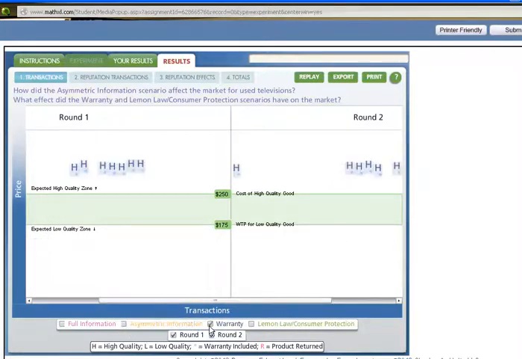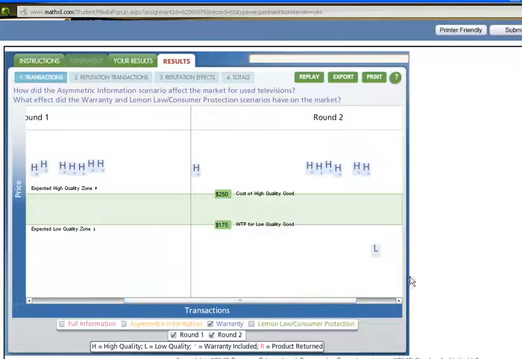So then when we go to a warranty game, where sellers are allowed to put a warranty on their good, clearly the presence of a warranty is a signal. And look what we see here. We see high quality goods being sold again for a high quality price, low quality goods being sold for a low quality price. We're back to mimicking that full information game. So the purpose of the warranty is bringing back the high quality goods, and the little asterisk here indicates that the high quality good was sold with a warranty.